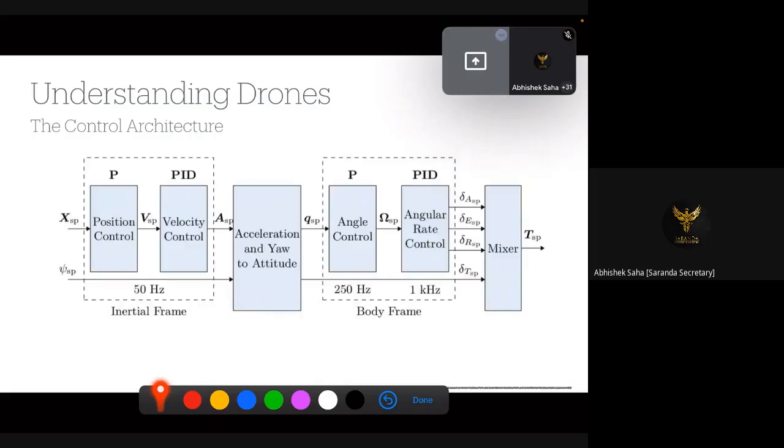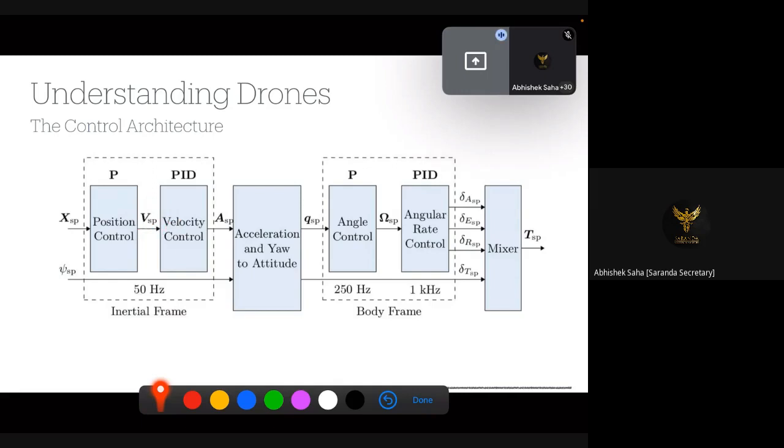Now, before we conclude, I'll just give you an overview of the usual structure that is used in popular autopilots like Pixhawk. So this is a structure that is used. You get the position set point, which is XSP, and the heading set point, which is PSP. The position set point goes to the position controller, which is basically a proportional controller. Proportional means whatever error is there between the commanded position and the actual position, it generates a reference which is directly proportional to that error, nothing else. So the output of that is a velocity set point.